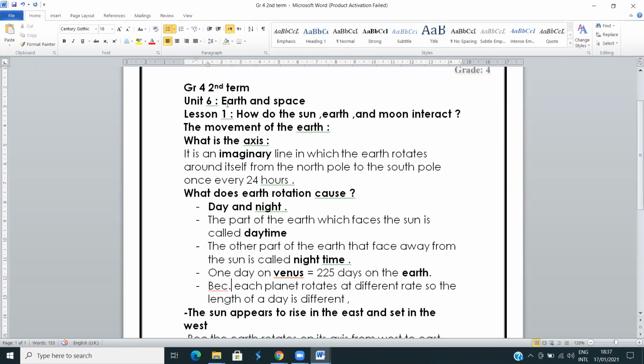Today we are studying Earth and space. How do the Sun, Earth, and Moon interact? Interacting means they move. First, we'll study the movement of the Earth.